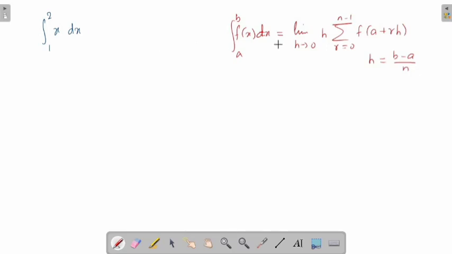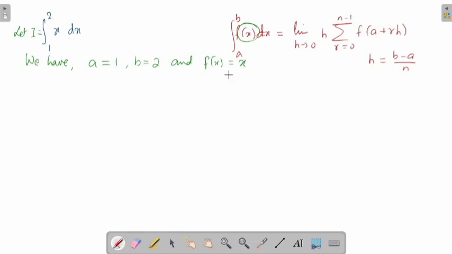Alright, so if you compare this with this, let's see what we have. The lower limit, that is a. So let me write, let I equal to this integral. The lower limit is 1, so a equals 1, the upper limit is 2, so we have b equals 2. Another thing we have is the function f(x), right? So f(x) is x here. I hope you are able to understand this.